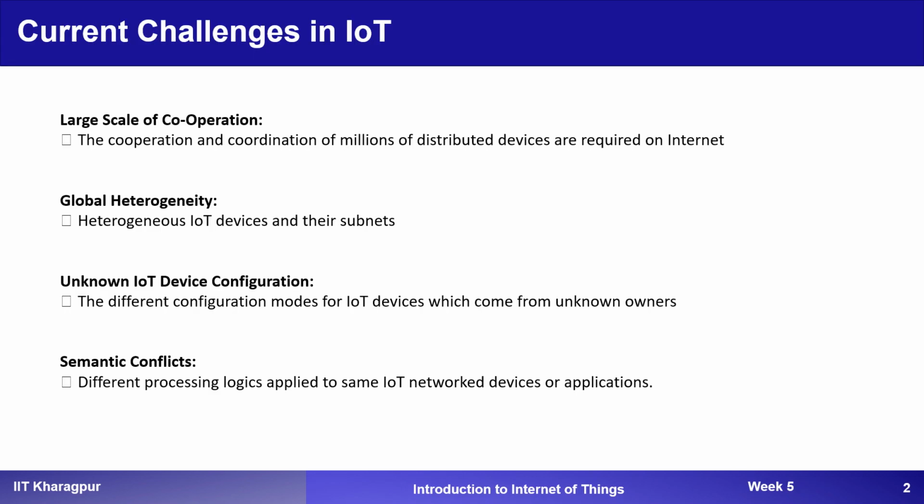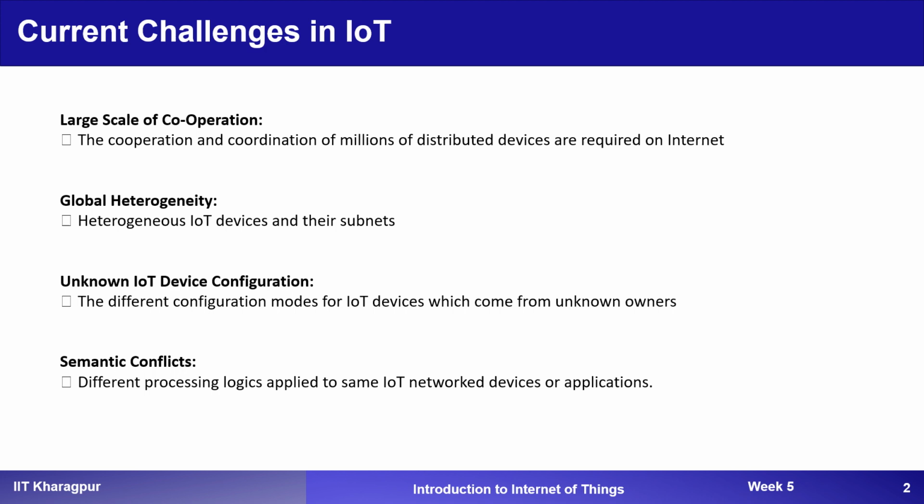The topic that we are going to discuss today is the challenges that we face in IoT. There are various challenges that we face in order to deploy IoT. The first challenge is large scale of cooperation. There are thousands or billions of devices that need to interact with each other in a distributed environment. Making the interaction between those devices possible is a difficult task.